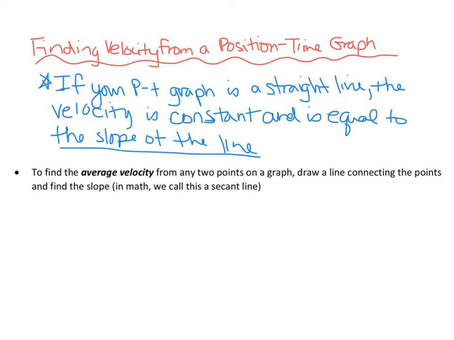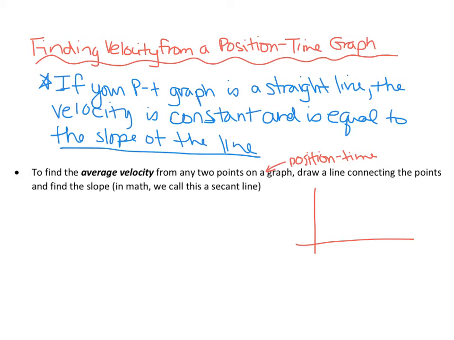The first thing is the average velocity. To find the average velocity from any 2 points on a graph, I'm going to specify that this is on a position time graph, because we do have other types of graphs. To find the average velocity, you draw the line connecting the points and find the slope. This is what we call a secant line. I'll draw a little picture on the side just so you know what that looks like.